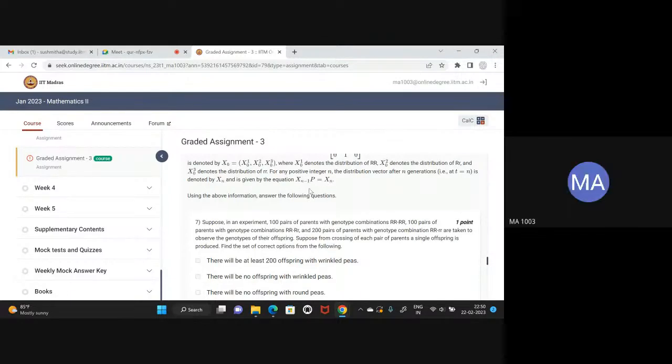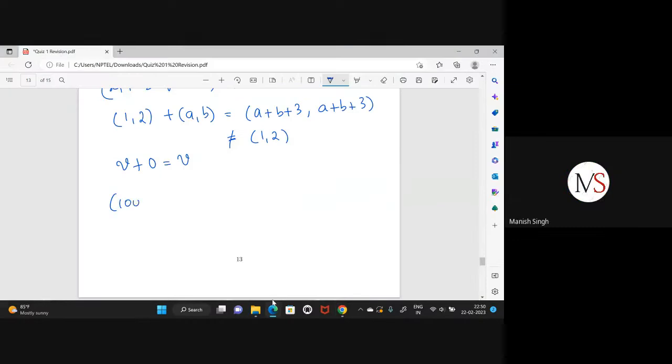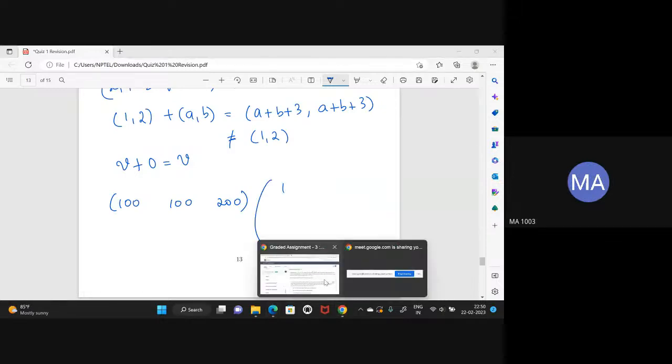Yes. This is the current generation. Xn minus 1 is given. The next generation is Xn. You want to find that. So you multiply 100, 100 and 200 with P to get Xn, the next generation. Yes. Ma'am, please do it on paper, here, if you can see how it has been done, yeah, ma'am. 100, 100, 200 with P. What about that? Yes, ma'am.